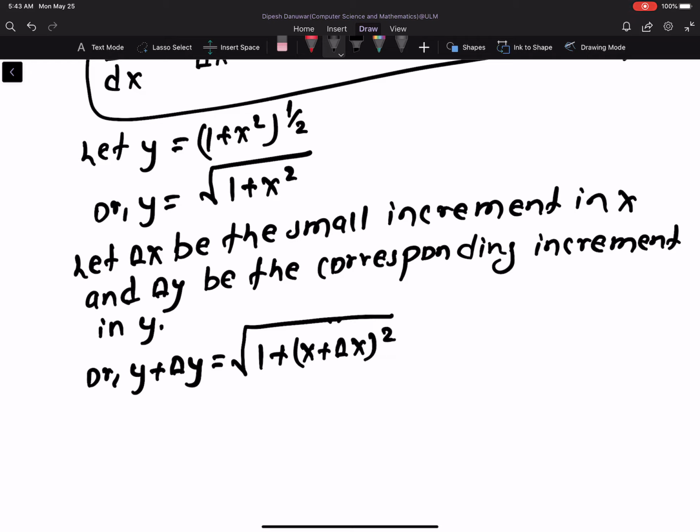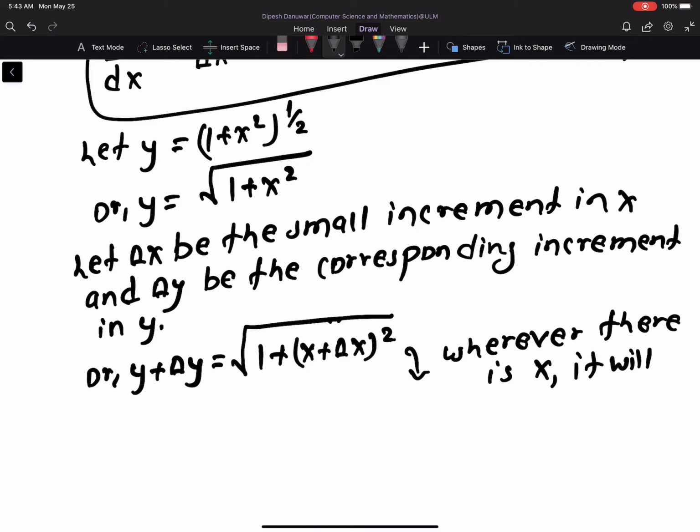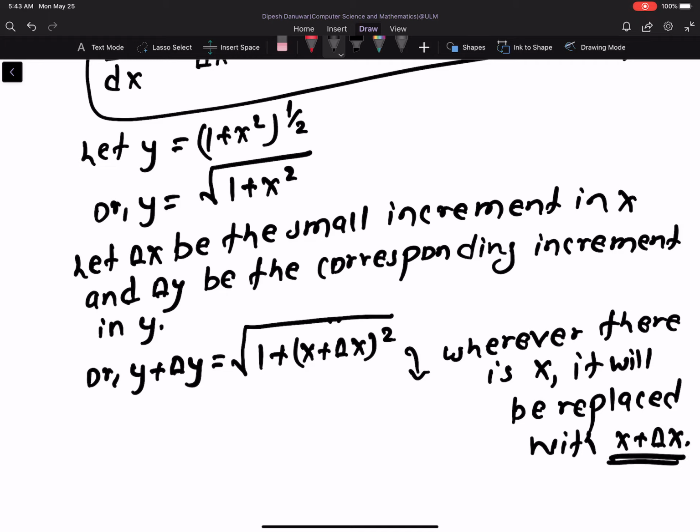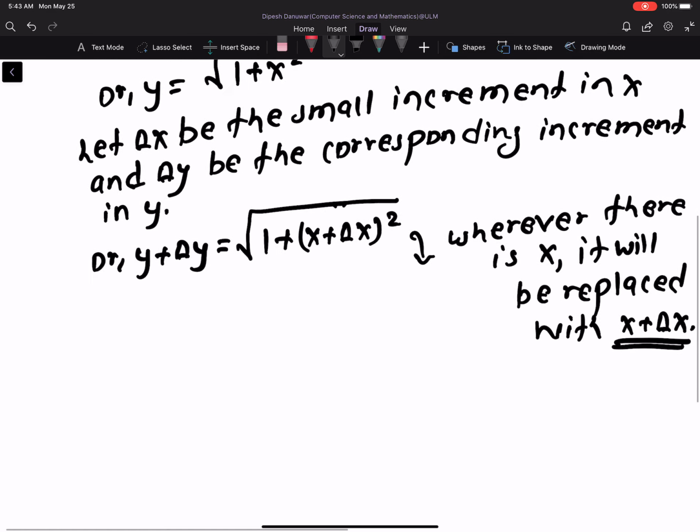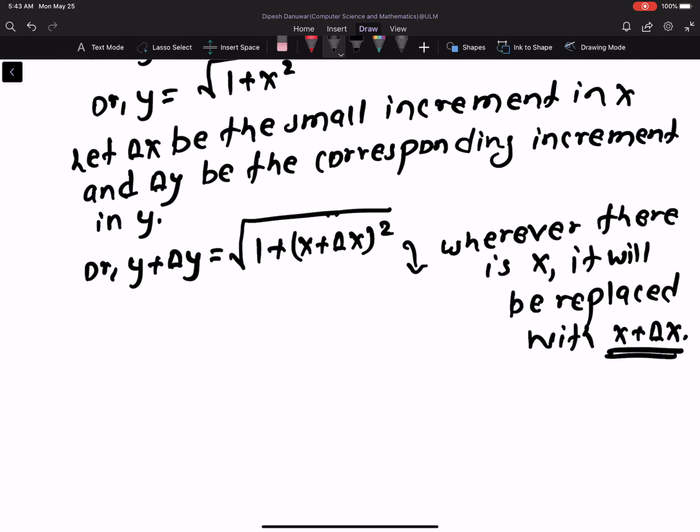So remember that wherever there is x, it will be replaced with x plus delta x. Remember that. That will be helpful for any problem related to the definition of derivatives.